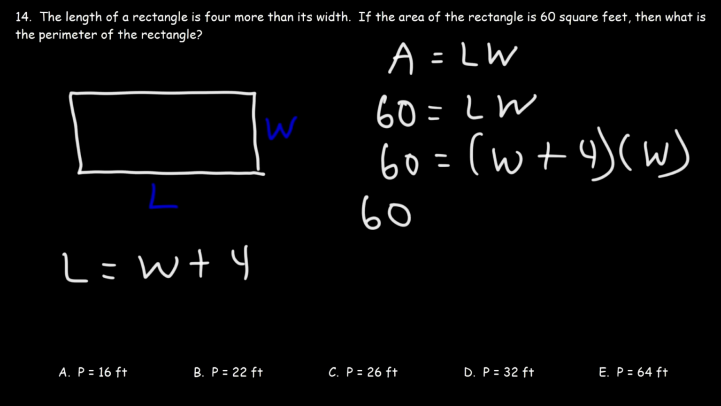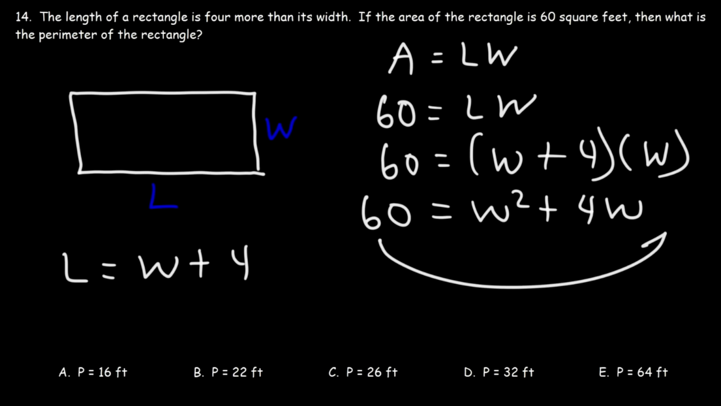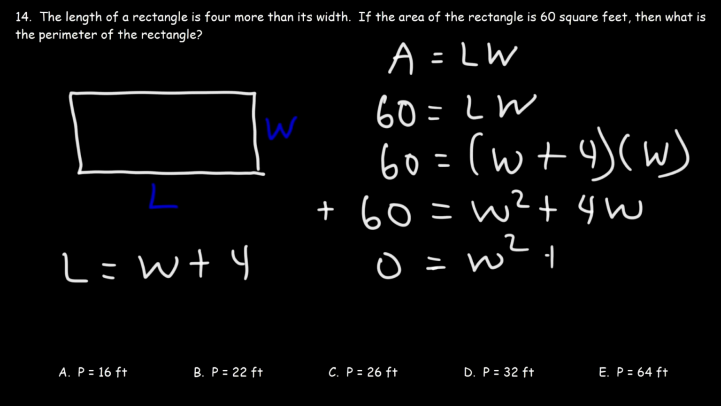But let's distribute W first. W times W is W squared. And then W times 4, that's going to be 4W. Now I'm going to take the 60 and move it to the other side. It's positive on the left side, but once I move it to the right side, it's going to become negative. So I have 0 is equal to W squared plus 4W minus 60.